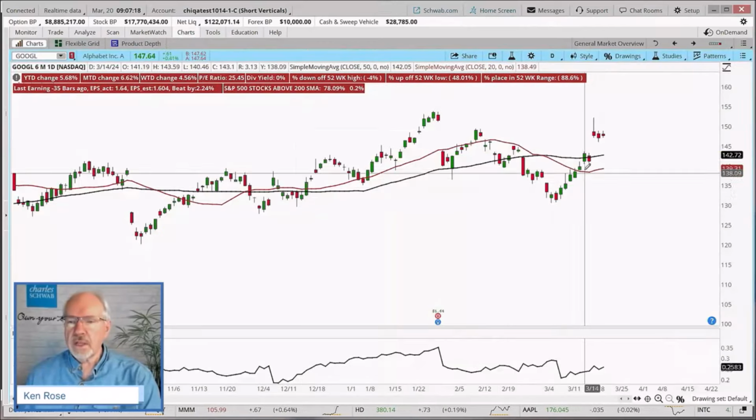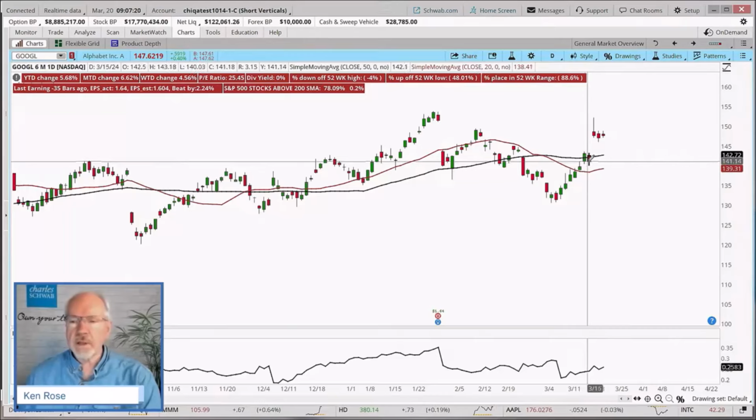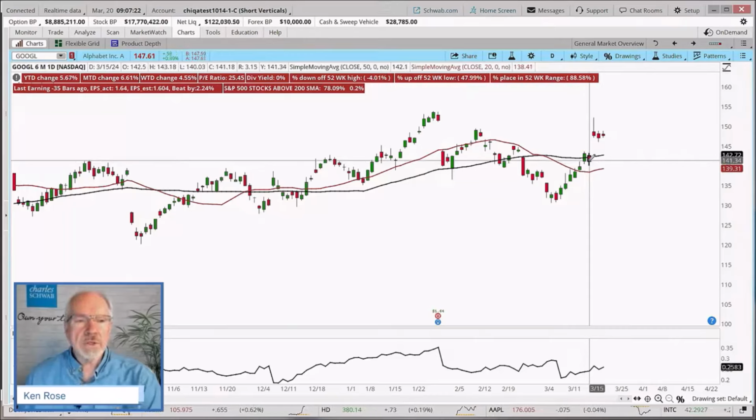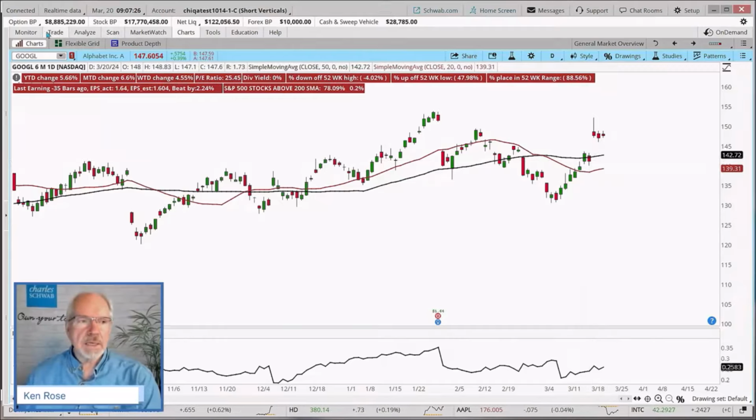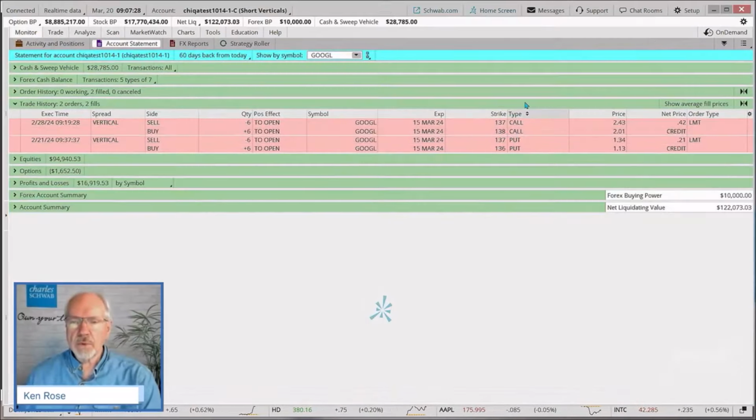On March 15th, this is the day right here. That's the 14th, here's the 15th. We closed at 141.18. So what does that tell us? Well, we closed well outside our iron butterfly because we closed to the upside. From a theoretical perspective, our short put vertical would expire worthless, but both legs of our short call vertical would be in the money on expiration. So they would be exercised, okay?